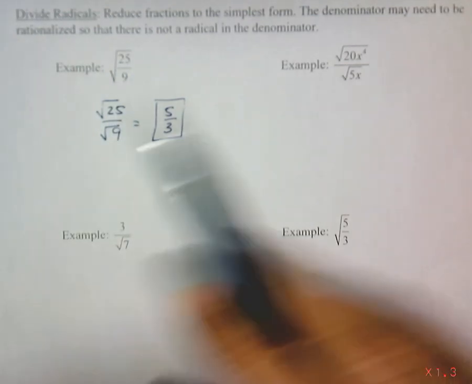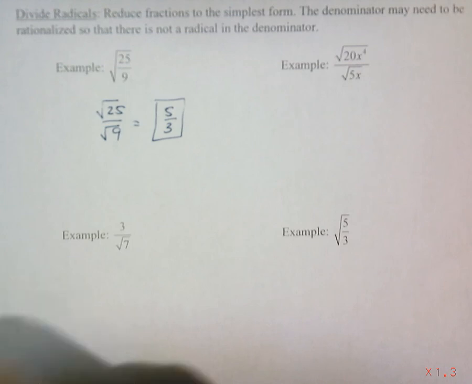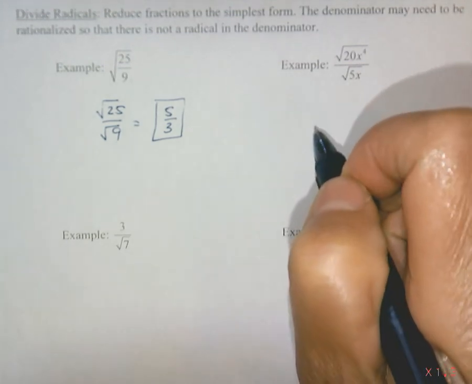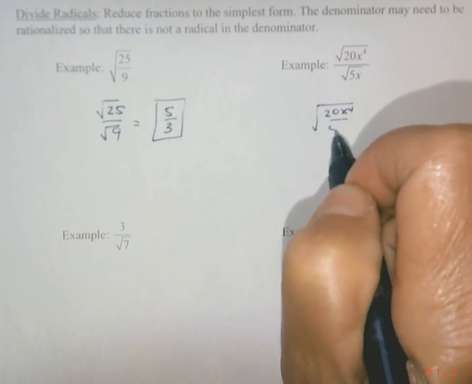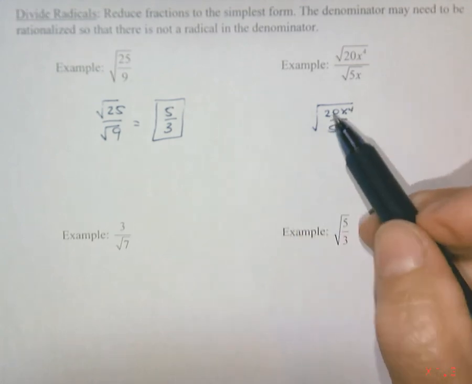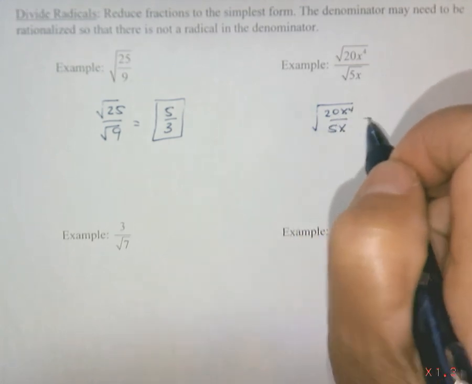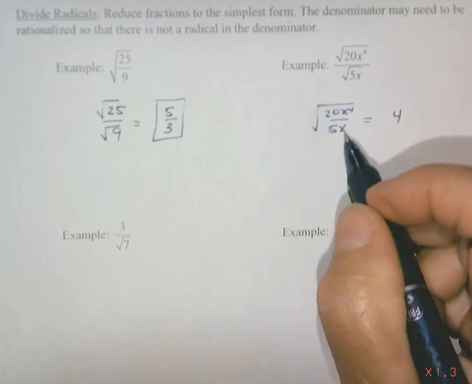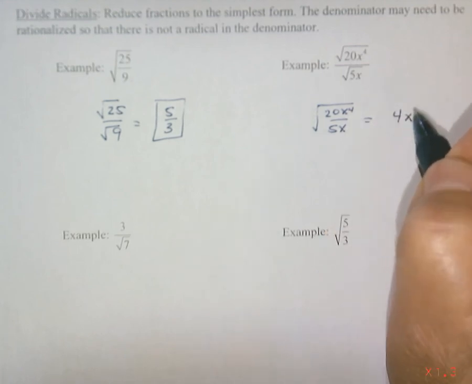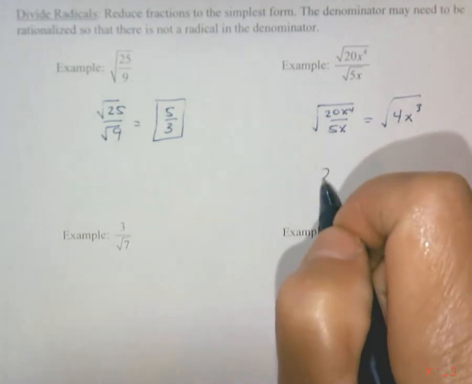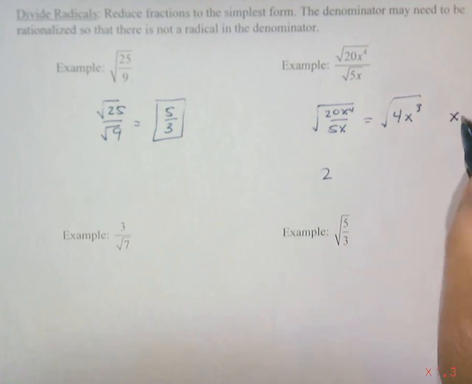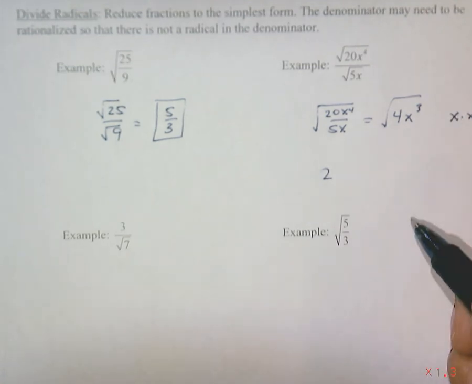And it works. So this one has got 2, and I look at it and think first, let's see if I can reduce before I do anything else. So I have 20x to the 4th over 5x. Well, I can reduce 20 over 5 is going to equal 4. X to the 4th over x is going to be x cubed, and I want the square root of that. So what happens, the square root of 4 is 2. X cubed is 3 x's.